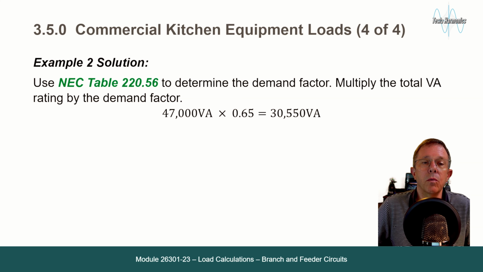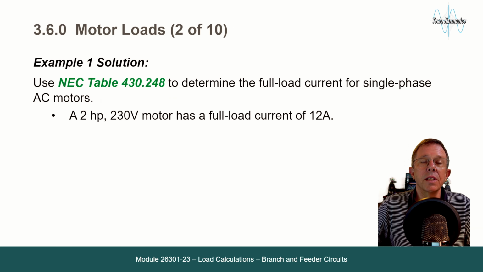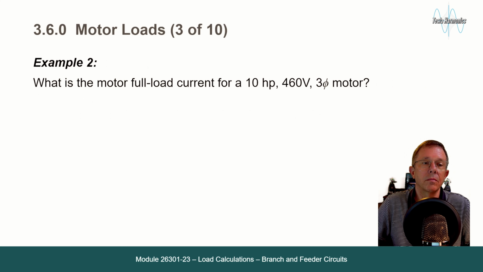47,000 VA times 0.65 demand factor equals 30,550 VA. According to the NEC, what is the motor full load current for a single phase 2 horsepower 230 volt motor? Using NEC Table 430.248 to determine the full load current for single phase AC motors, a 2 horsepower 230 volt motor has a full load current of 12 amps.